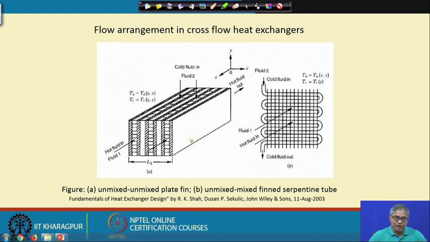And you see in this case the fluid streams are exchanging heat, let us say the hot fluid stream is exchanging heat with the cold fluid stream, but the hot fluid stream is not mixing with another hot fluid stream. Similarly, this cold fluid stream is not mixing with another cold fluid stream.